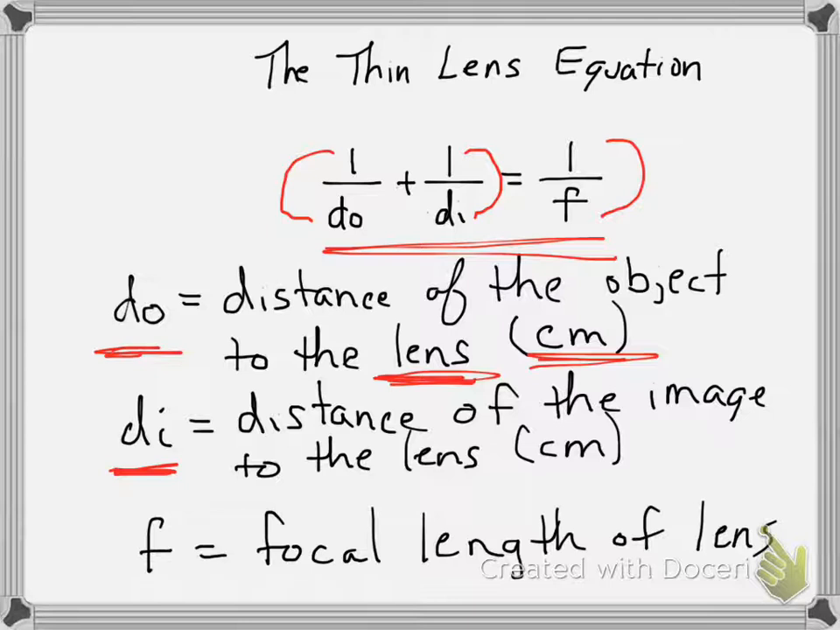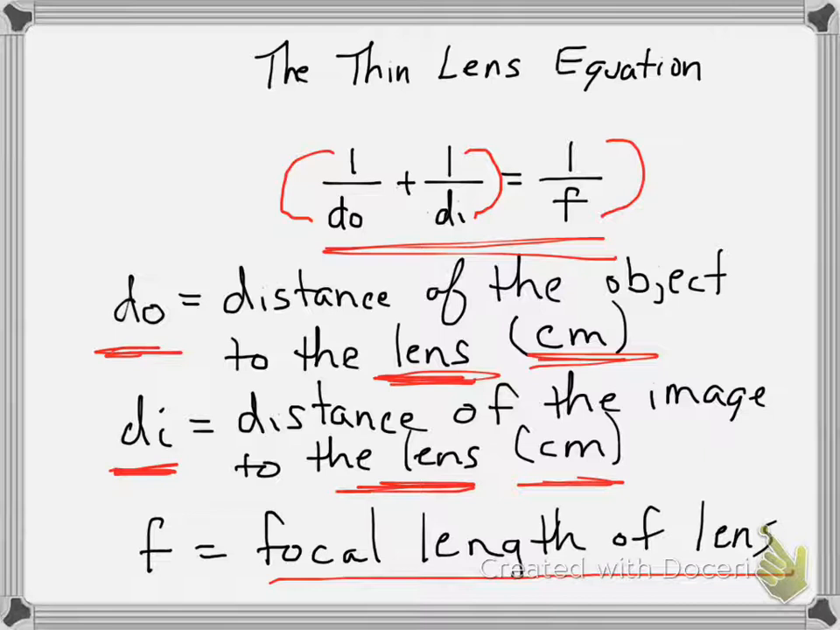And again, the distance of the image to the center of the lens. And again, that's measured in centimeters. Focal length. Again, that focal length is either given to you on the lens, like the package will tell you what the focal length is, or you can look at a distant object like we did with a light bulb to determine the focal length of that particular lens.